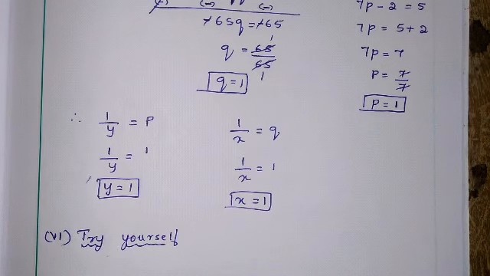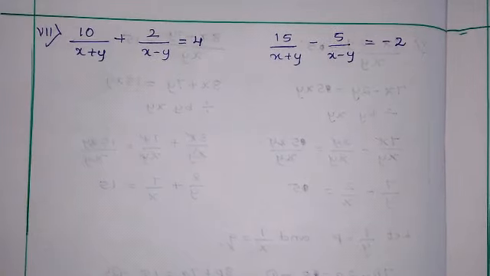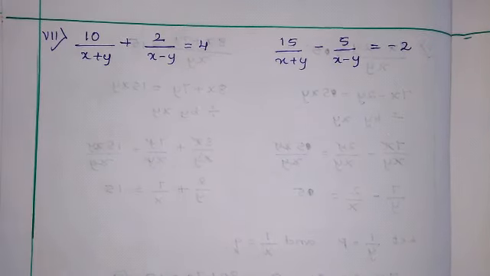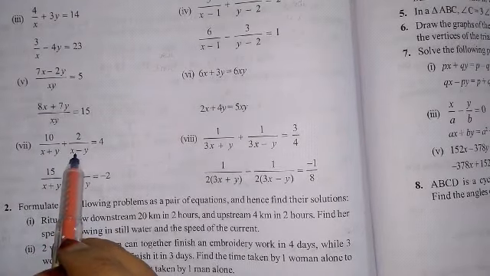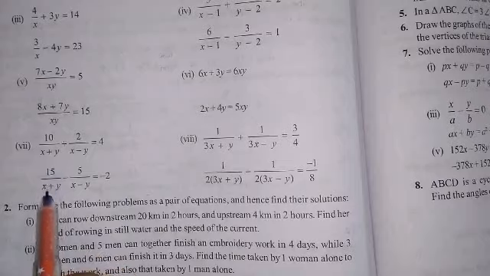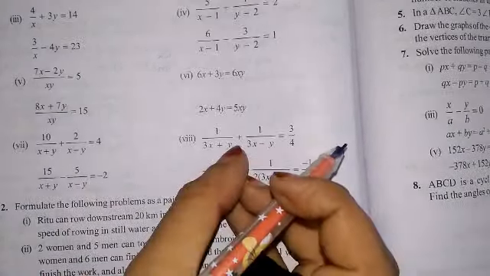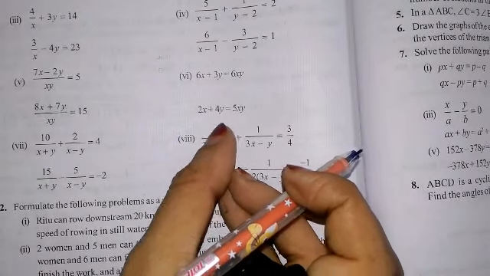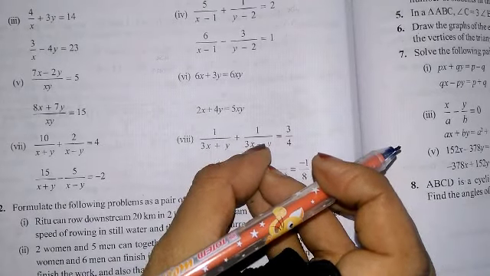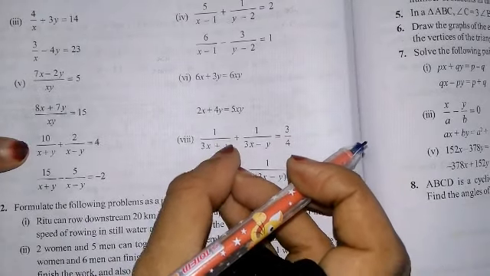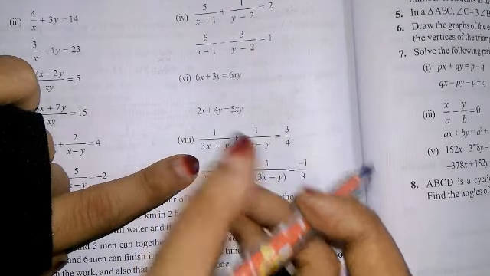Okay, now let us do the seventh problem. Let us see the seventh problem here in the textbook. 10 by x plus y plus 2 by x minus y is equal to 4. 15 by x plus y, 5 by x minus y is equal to minus 2. Similarly, the 8th one also is the same. Only the thing is 1 by 3x plus y, 1 by 3x minus y. Only here instead of x plus y they have given 3x plus y. So the 8th one similarly you have to try.